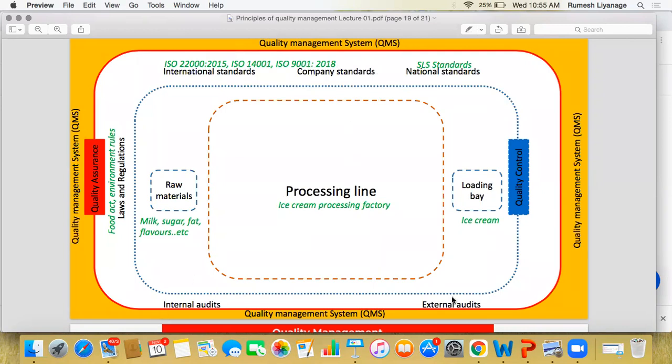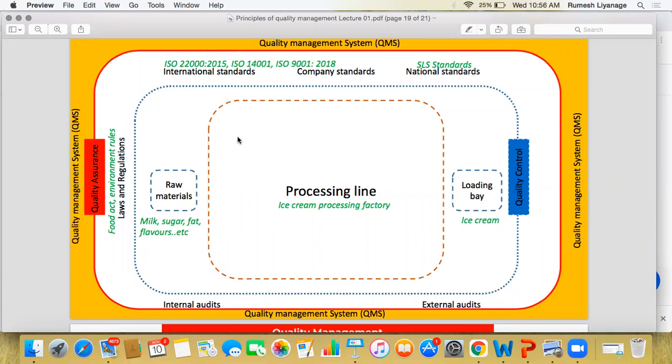So internal audits and external audits, the objective of those audits is to check whether we are doing our process and developing our products according to these standards. Internal audit means we conduct these audits.